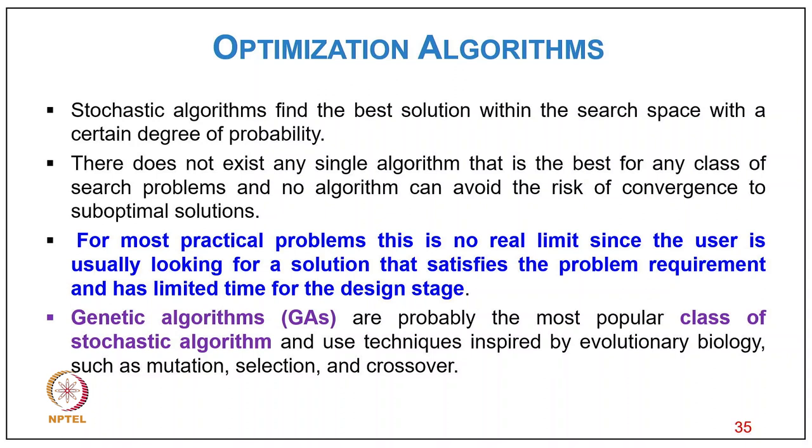So, stochastic algorithms find the best solution within the search space with a certain degree of probability, and there does not exist any single solution that is the best for any class of such problems, and no algorithm can avoid the risk of convergence to a suboptimal solution. For most practical problems, this is not a real limit since the user is usually looking for a solution that satisfies the problem requirements and has limited time for the design stage. Typically, genetic algorithms, GA, are probably the most popular class of stochastic algorithms and use techniques inspired by evolutionary biology such as mutation, selection, and crossover.